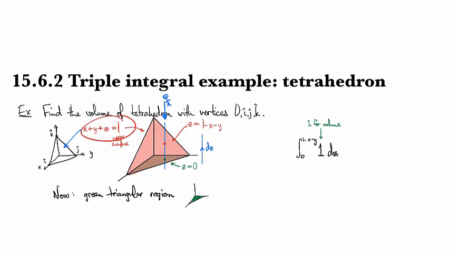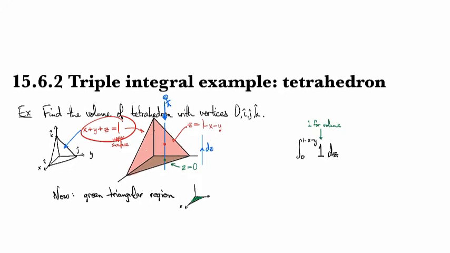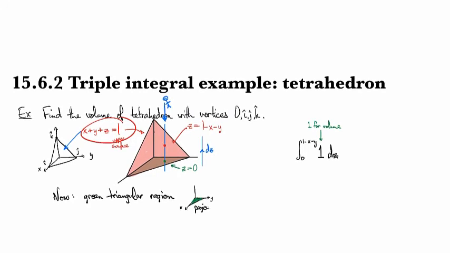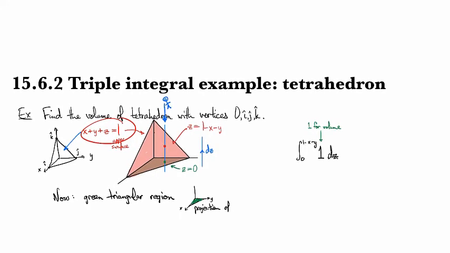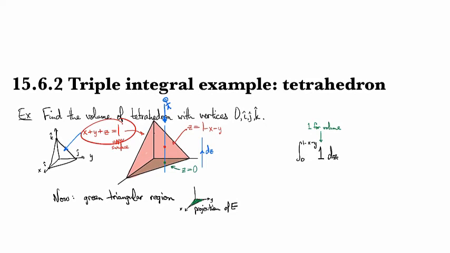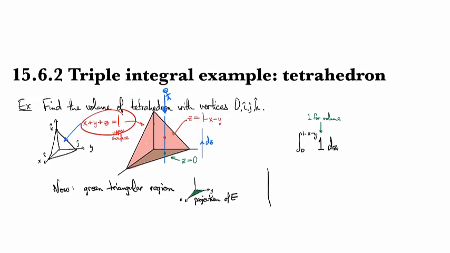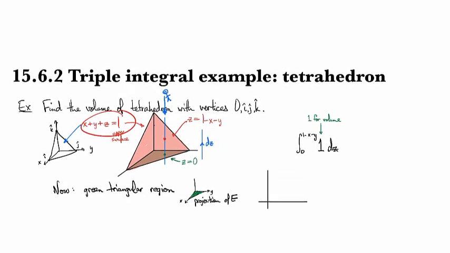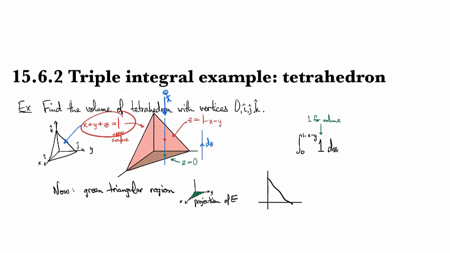And so let's set that up. So this is x and this is y. This is the projection of E to the z equals 0 plane. And so it looks like just a 45-45 right triangle.